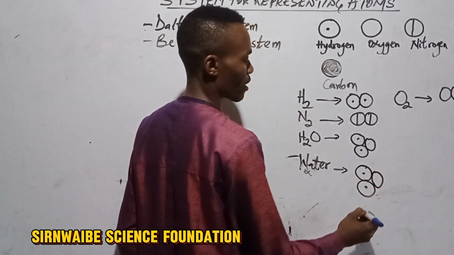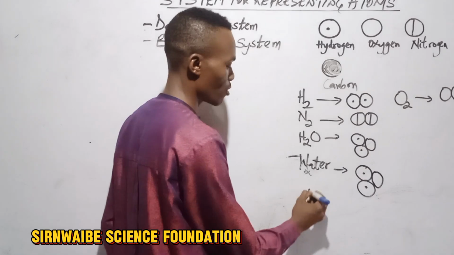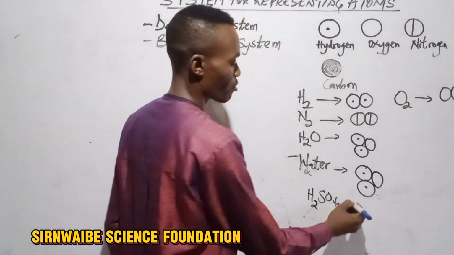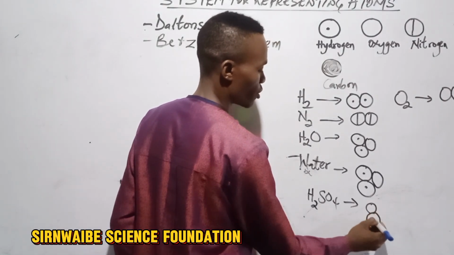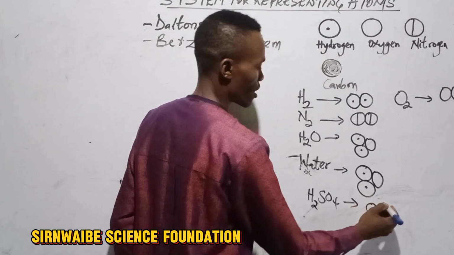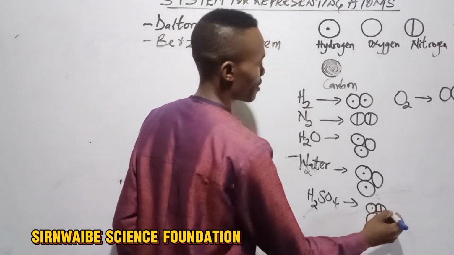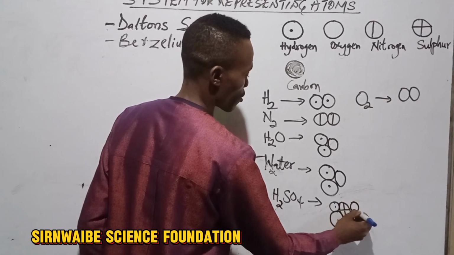This forms water. If I had tetraoxosulphate(VI) acid, which we know as H2SO4, if you want to represent it, two atoms of hydrogen will be represented, then sulfur will be represented, and then the last one is oxygen. We now put oxygen.